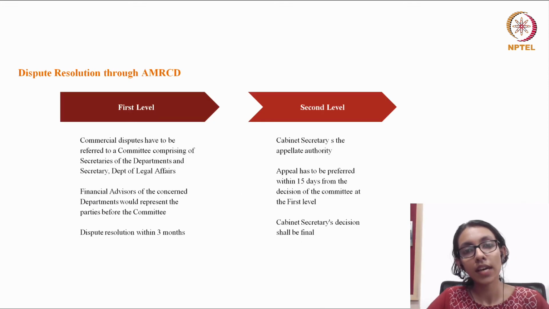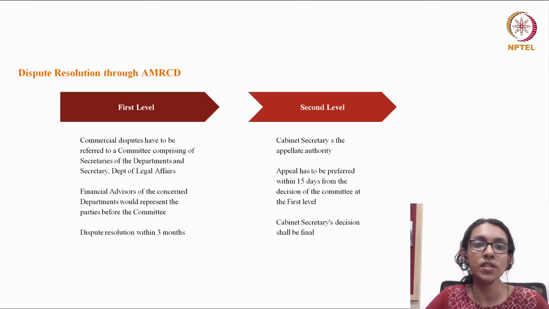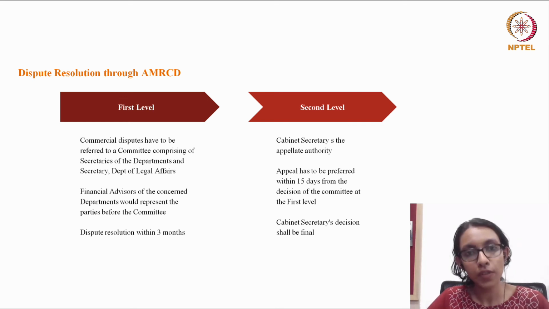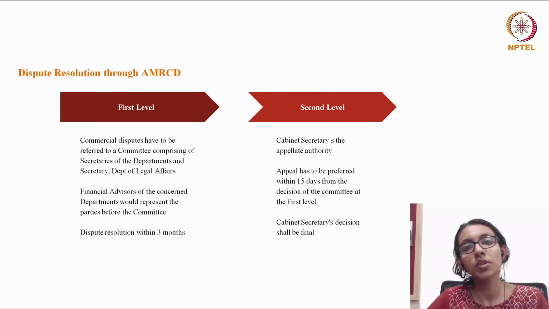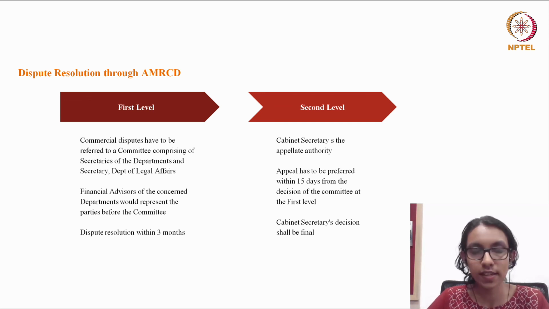The AMRCD envisages a two-step process for resolution of disputes arising out of government contracts. At the first level, the commercial disputes will be referred to a committee. This committee would comprise the secretaries of the departments from which the dispute has arisen and the secretary of the Department of Legal Affairs. The financial advisors of the departments which are involved in the disputes would be representing the departments in the committee. And the first level dispute resolution has to be completed within 3 months.